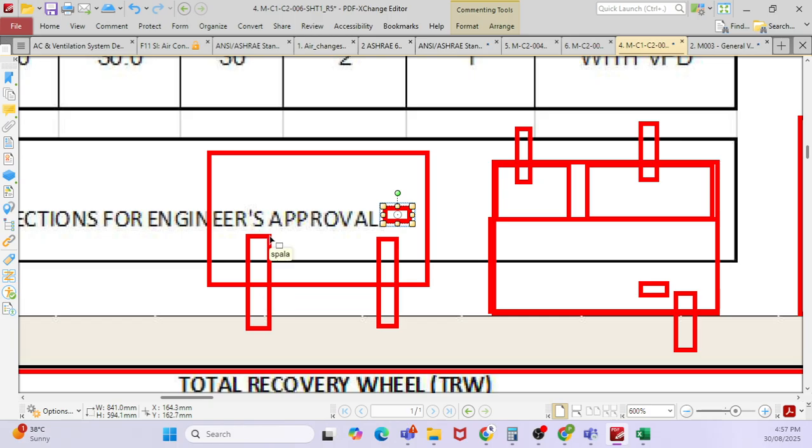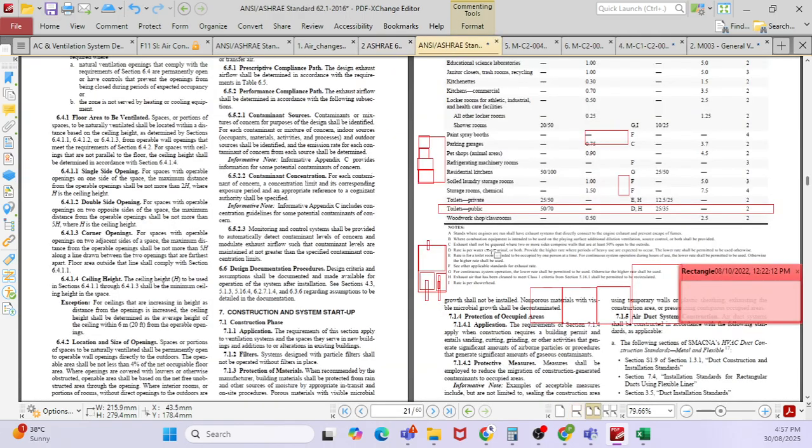Yes. So this applies to each and every space. See, the formula is common for each and every space. So what is the formula as per ASHRAE 62.1? I told you here. So this is the equation.